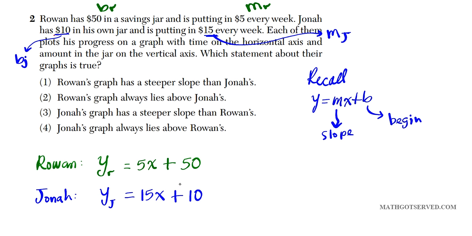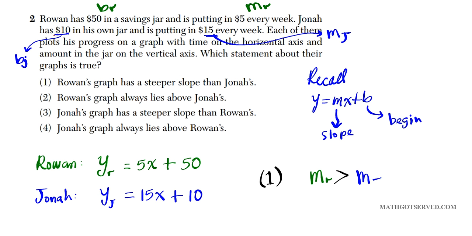All right, now let's take a look at the options we have here. Option number one says Rowan's graph has a steeper slope than Jonah's. They both are positive, so if Rowan has a steeper graph than Jonah, that means the slope for Rowan is going to be greater than the slope for Jonah.